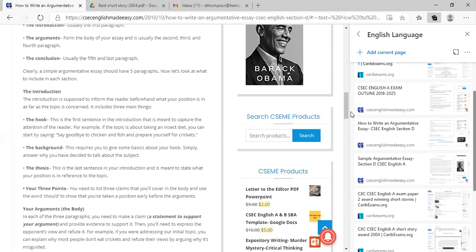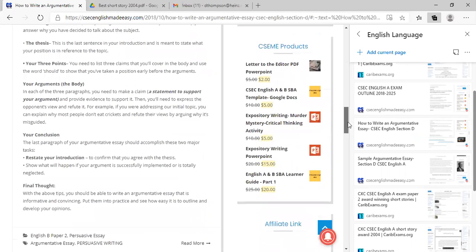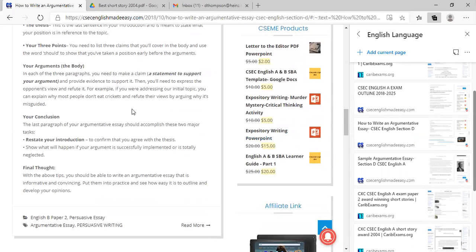Then in your argument, which is your body, as Karen and I were talking about, if you have 3 points, you'd have 3 bodies to concisely discuss them. But in each of the 3 paragraphs, you need to make a claim, which is your point, and provide evidence to support it. Evidence can come in the form of statistics, data, testimonials, anything that could express a view and refute your opponents. Right, so we're going to go to an example now.